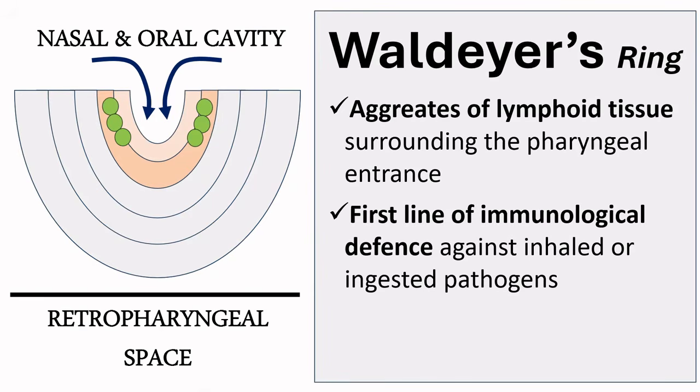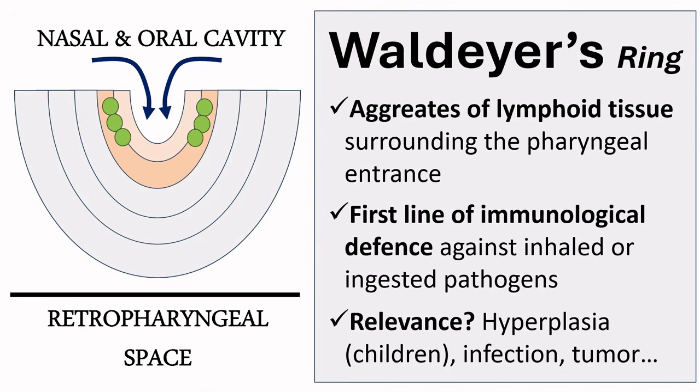And we need lymphoid tissue there because, well, we call it the pharyngeal entrance. This is an entrance area for food, for water, for air into our body, and these substances will contain a lot of pathogens. So we need a first line of immunological defense against these inhaled or ingested pathogens, and that is what Waldeyer's ring is for. Is it relevant? Yes, otherwise I wouldn't mention this here.